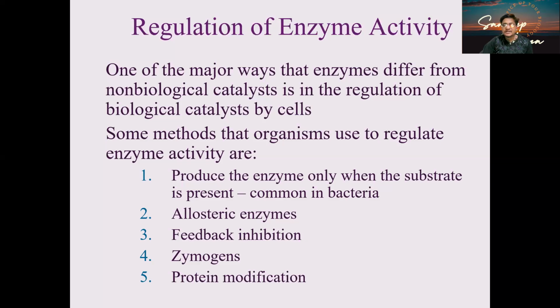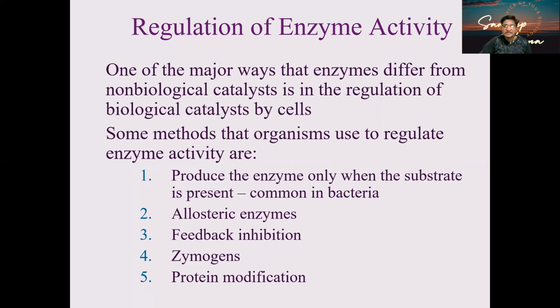There are many ways in the biological system by which enzymes are going to be regulated. First, they produce the enzyme only when the substrate is present, which is common in bacteria. This is a kind of induction or repression, where the enzyme system can be inducible or repressible. Then the allosteric enzyme, where we have inhibitors or modulators, which can alter the rate of reaction. Then we have feedback inhibition, where the product is going to bind to the enzyme and give a signal that enough product is formed, and hence the enzyme reaction is going to slow down and eventually stop.